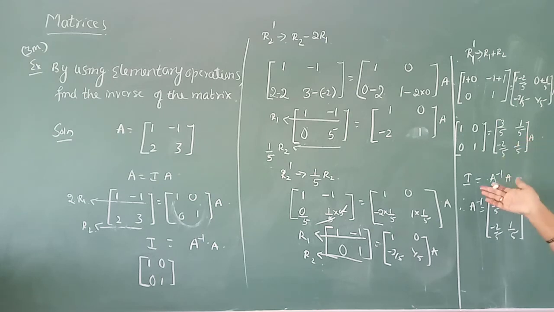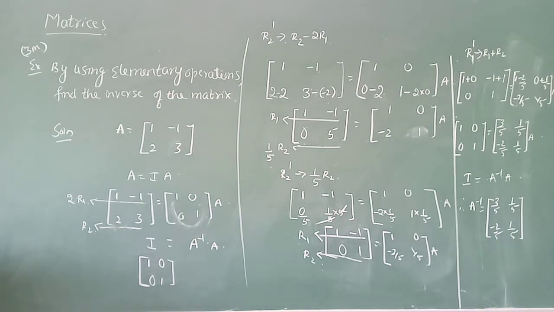And this is nothing but the identity matrix. The identity matrix exists if and only if A inverse into A. Therefore, what is the value of A inverse? 3 by 5, 1 by 5, minus 2 by 5, 1 by 5. In this way, we can calculate. Okay.